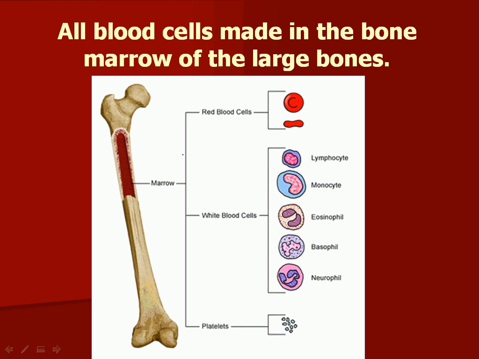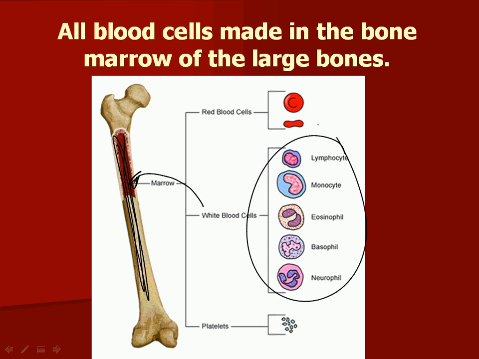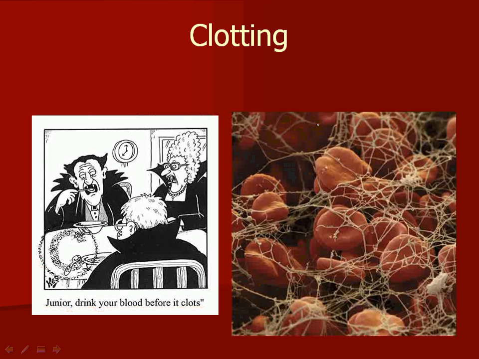Here's just where they're going to be made. Everything's made in the marrow, blood marrow, which is just in the long bones. And you don't need to know the different types, but you'll see those again in a year or so in anatomy and physiology. All right, if you look, here's our clotting network.